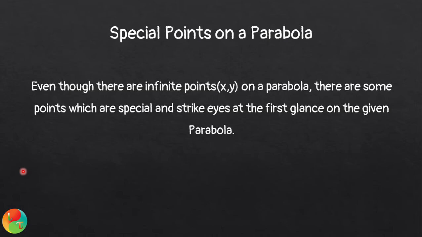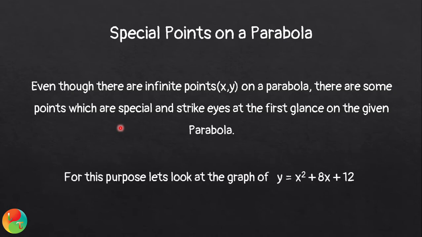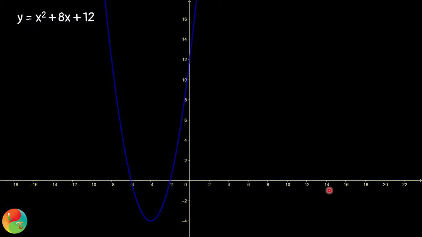Now, special points on a parabola. Even though there are infinite points in the form of x and y on a parabola, there are some points which are special and strike the eye at the first glance on the given parabola. For this purpose, let us look at the graph of y is equal to x square plus 8x plus 12. So here is the graph of y is equal to x square plus 8x plus 12. Now before I start explaining, can you identify those points which are striking your eyes at the first glance? These points are called special points.